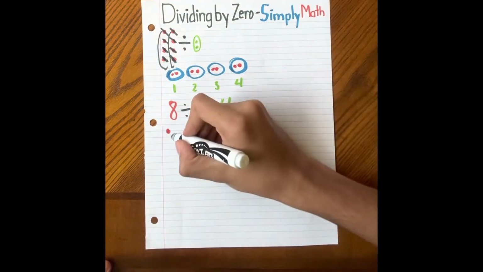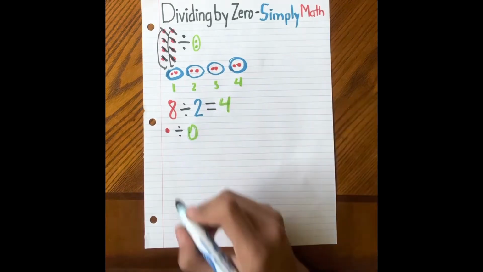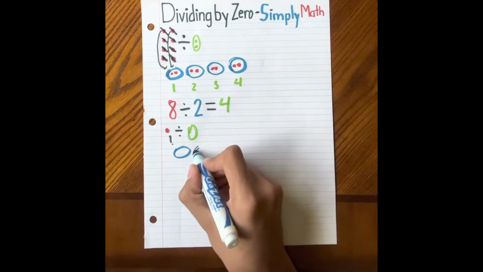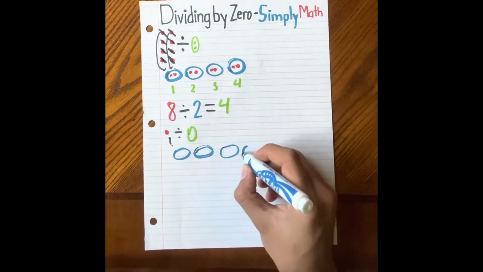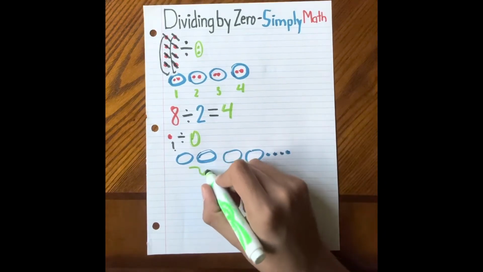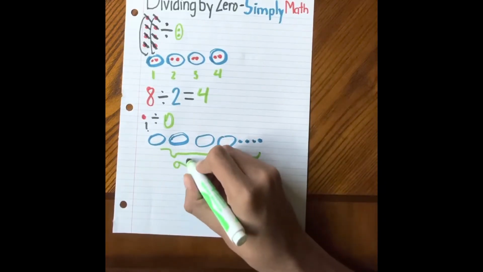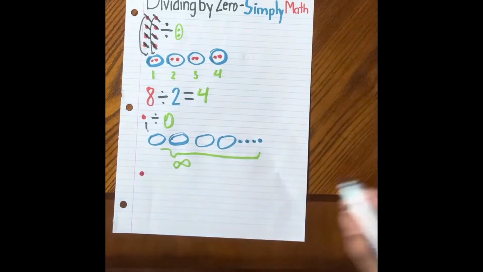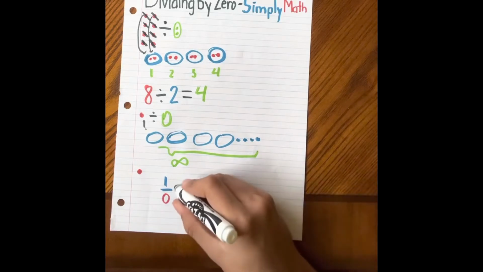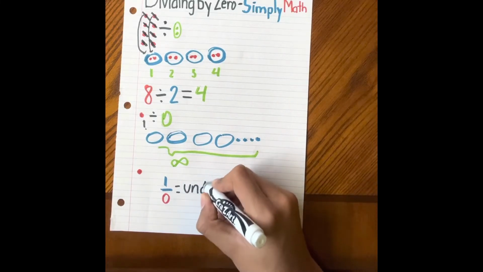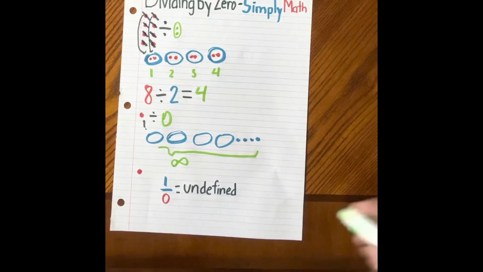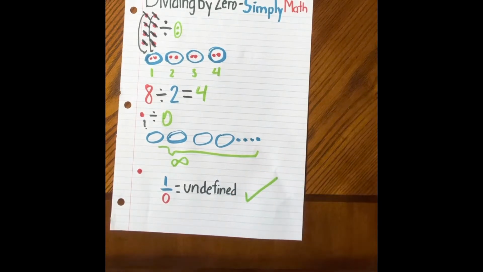And now let's try this with 1 divided by 0. So let's get our 1 dot and put it into groups of 0. As you can see, there's nothing to cross out. So let's just keep going. Make another group of 0, another group, and another group. And as we can see, we're going on and on and on, but we're not getting anywhere. And so you may think that this is infinite, but that's not actually true, as even then we still have a dot left. And so we say that 1 divided by 0 is undefined. And that gets the check of approval.